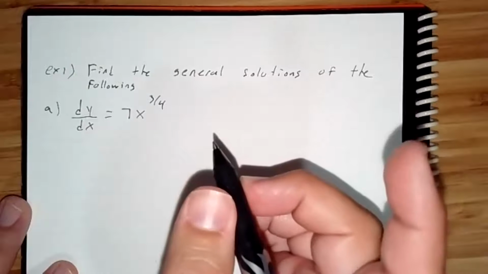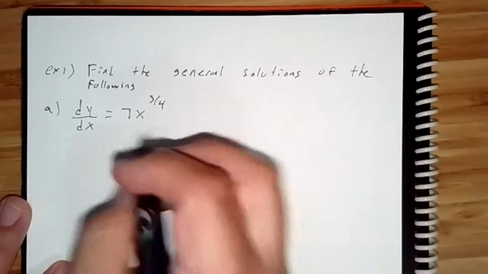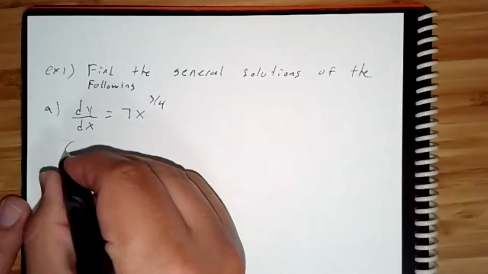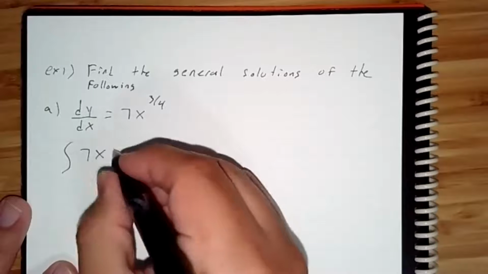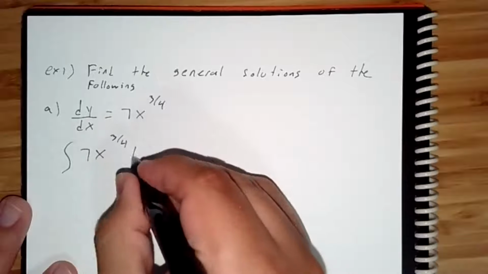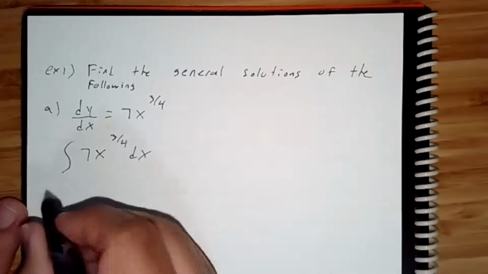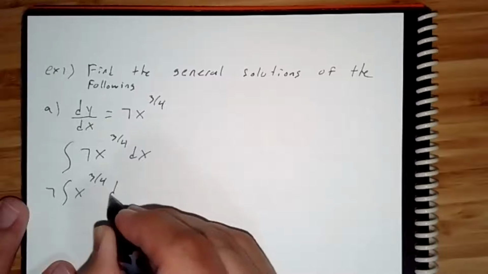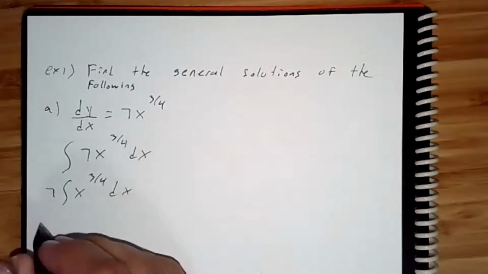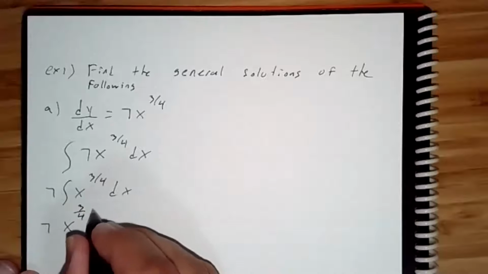There's a couple ways to think about it. I like to just go straight to this rule here and just say, you know what, I'm going to integrate this guy with respect to dx. So the rule that we have says we can pull out the 7 and then deal with this. So add 1 and divide by that value. So that'll be 7 times x to the 3/4 plus 1.